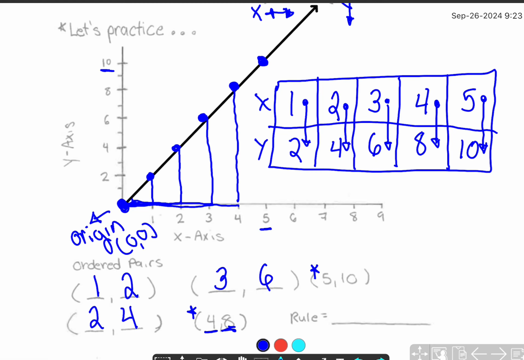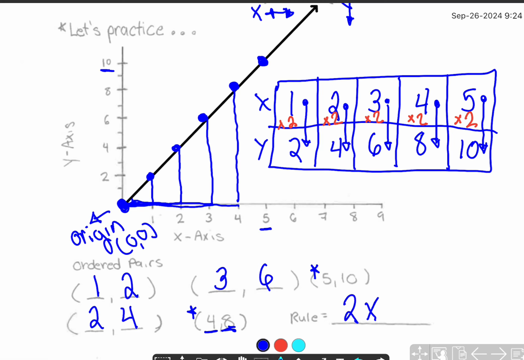Now that you're back, that means you're probably pretty close to done. You have found that you can't add, because 1 plus 1 is 2, but 2 plus 1 is not 4. As numbers are getting bigger, I'm going to have to multiply. 1 times 2 is 2. 2 times 2 is 4. 3 times 2 is 6. 4 times 2 is 8. 5 times 2 is 10. So that means any x number I have, if I multiply it by 2, it would get me my y number.